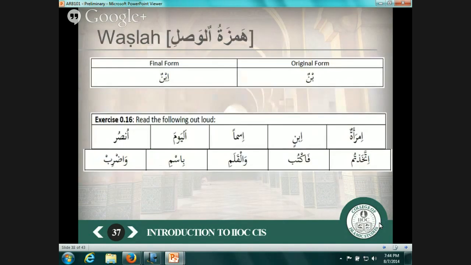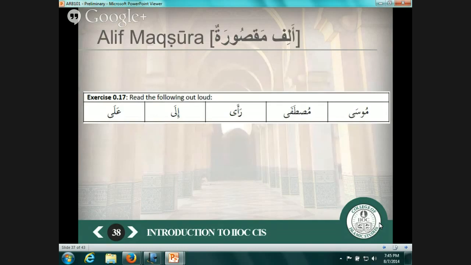Wasl means connect. So it's the hamza of connection. You only use it in order to connect things together. So that's the purpose. All right.